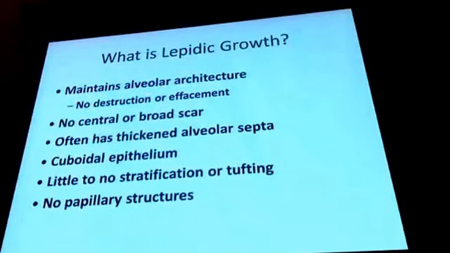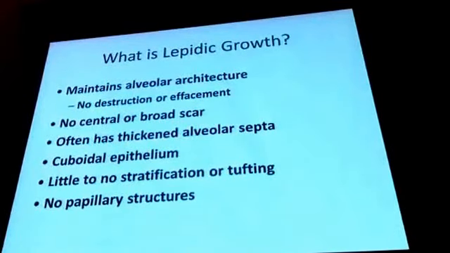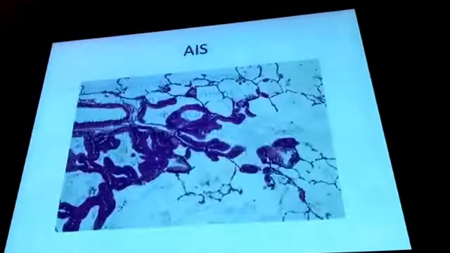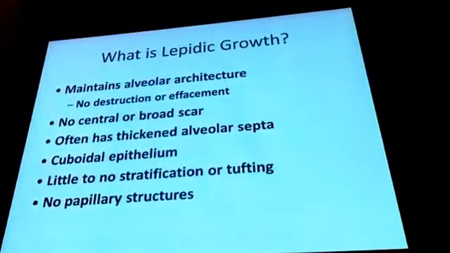This is the important thing, it maintains the architecture of the alveolus, and there's no scarring or otherwise. The alveolar septa may be slightly thickened. Here, you see just very slightly thickened, a little bit of collagen here. And it will have cuboidal, maybe columnar epithelium if it's a mucinous, and there's no stratification. Importantly, we don't want to see papillary structures because that will move it into a different category.